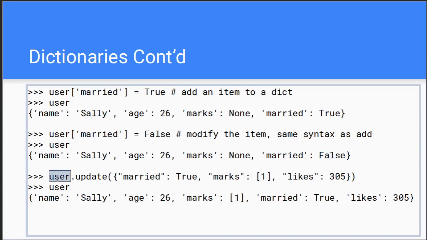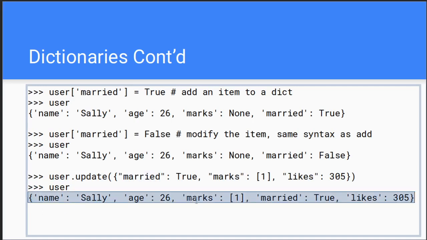And we can also update the user. We pass it another dictionary, and we can add things this way. We're going to add likes. Likes does not exist. We're going to change marks, and we're going to change married. So now you see marks is now 1. It changed from none to 1. Married is now true. She got married again. And now she has 305 likes.